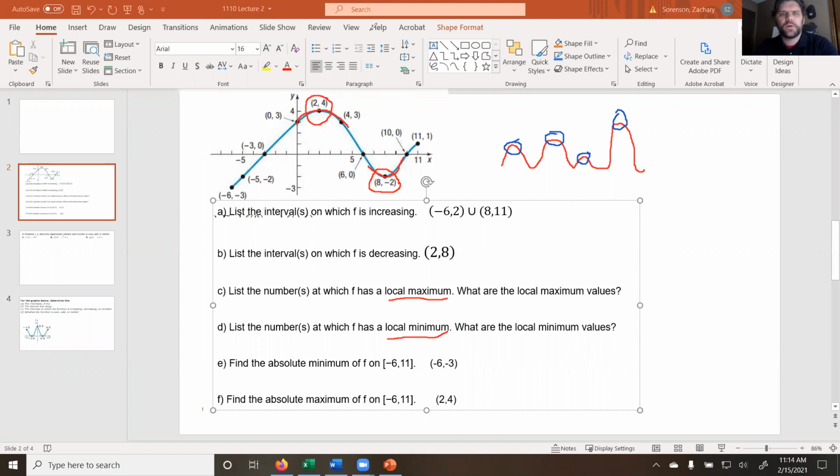So what is my local maximum in this graph? I kind of already helped you and circled it and everything. Local max would be 2, 4. Local min would be 8, -2. And -6, -3. Yes, I'm very glad you said that.